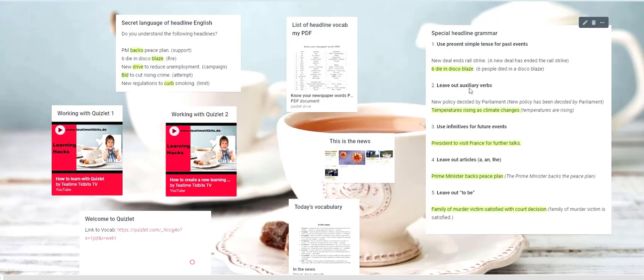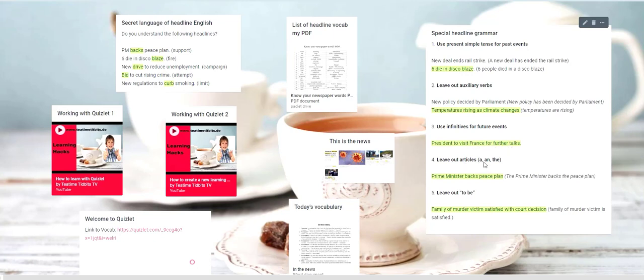They also leave out auxiliary verbs. Here we have the example where the are is missing, so the be form is missing. Temperatures rising as climate changes. Of course, it should be temperatures are rising. They also use infinitives for the future. So instead of saying will or going to, they use the to and then the infinitive form. So the president to visit France for further talks.